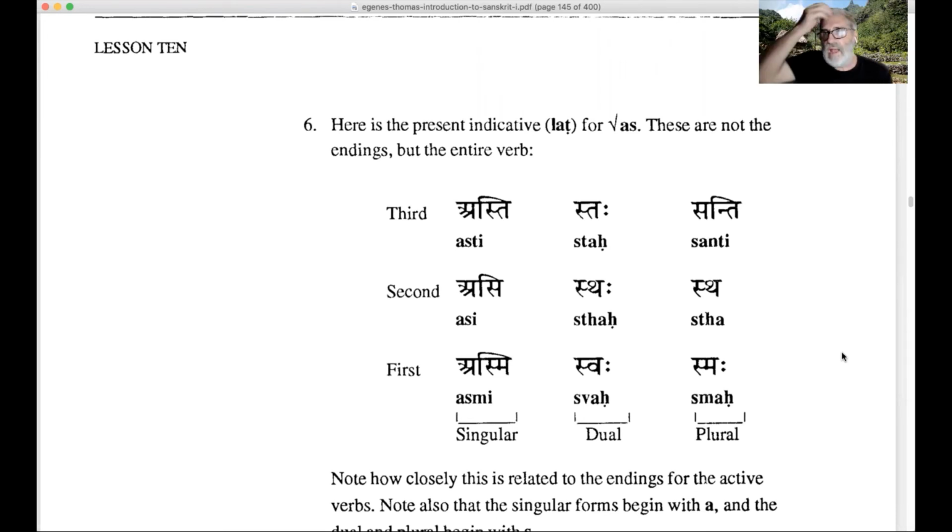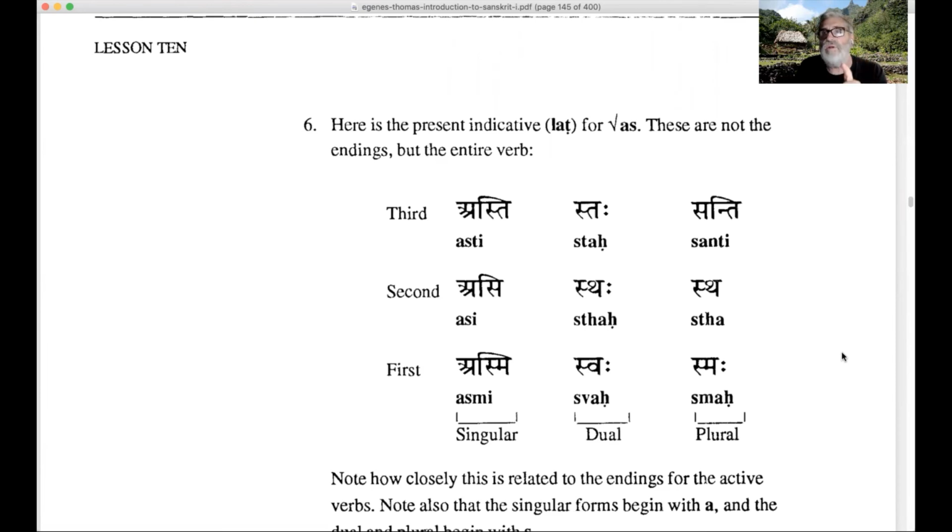Up until now, there's a thing called lakaras. Kara means a sign. La, the sign of la. There are these different tenses and moods in Sanskrit verbs, and they're described as lat, lit, lut, lrit. There are different ones. We've only learned the present indicative, which can be translated as either present continuous or simple present tense in English. That's the only tense that we've learned so far.